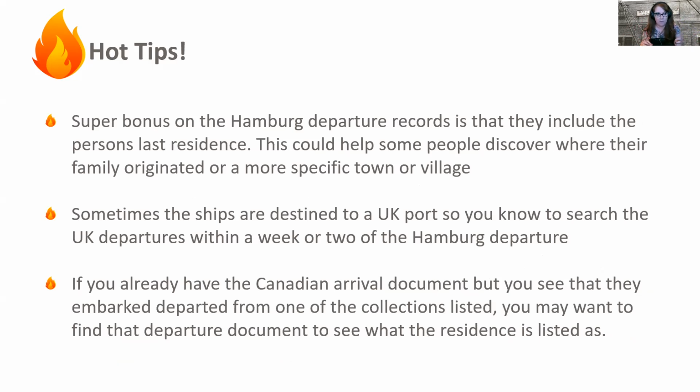So this is really great for people who do not know where their family is from in Eastern Europe, or they have a general idea, but it's more specific. So definitely take note of that. If you have already found the Canadian arrival record for your family, and you see that they came out of Hamburg, go to this passenger list and look it up and see where they were living.